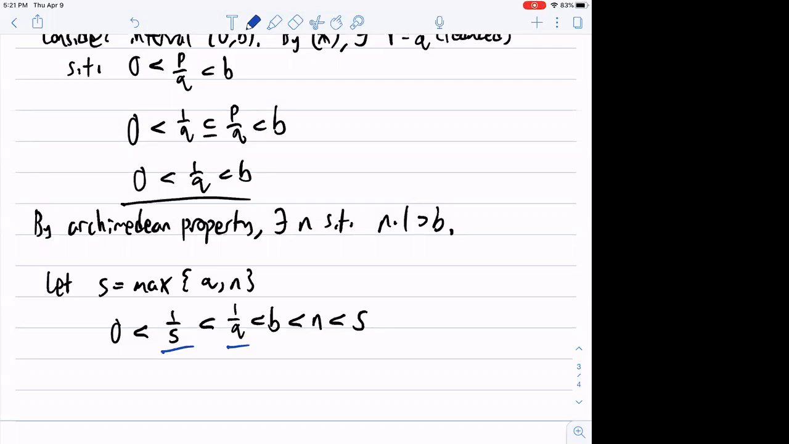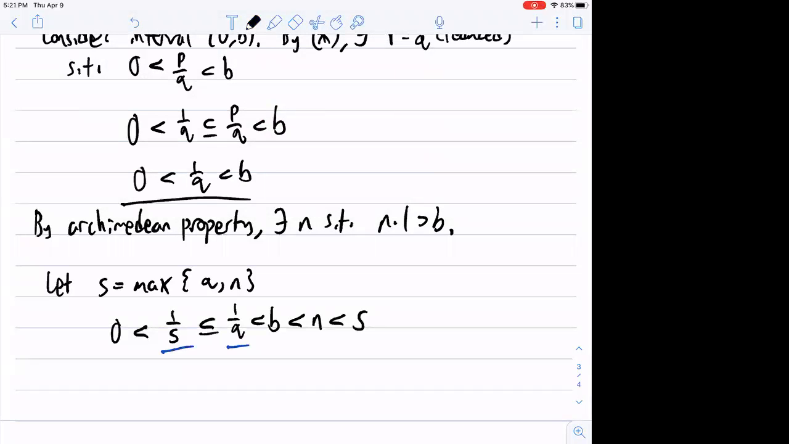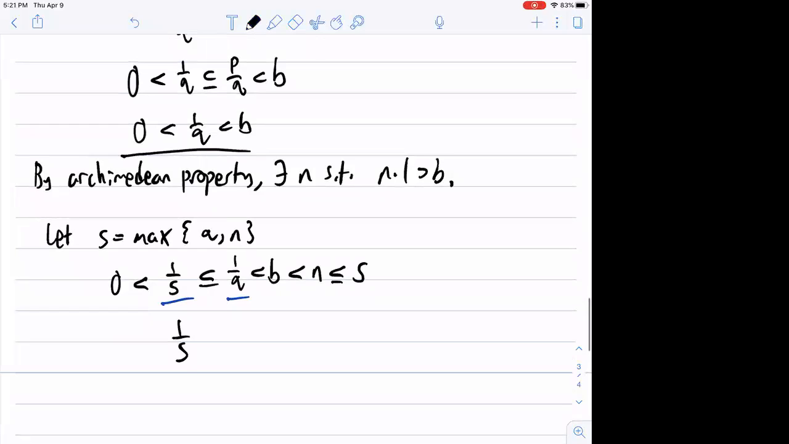Now the other side, B is smaller than N, but S is the maximum of Q and N, so S is at least N. So I guess I need an equal to sign. So let me put this. It should be less than or equal to. But in any case, you're going to get this: 1 over S less than B less than S. And then you are done.